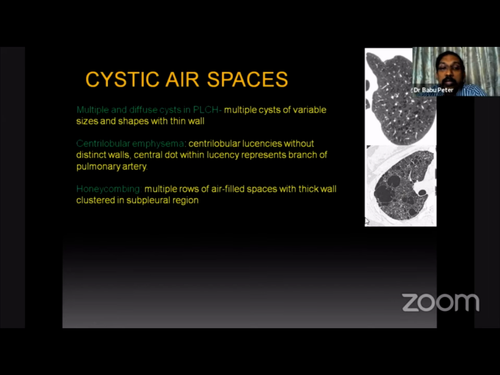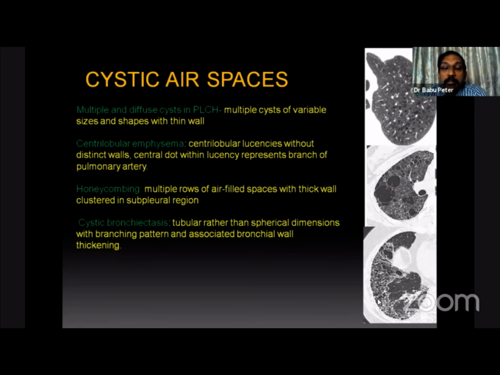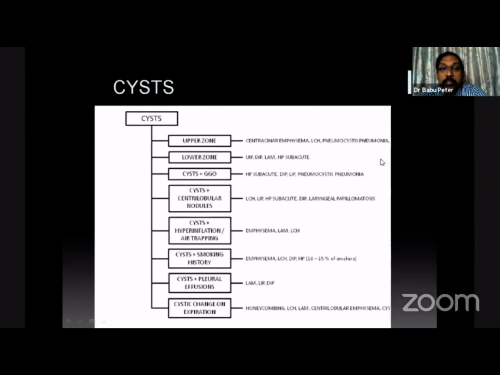Honeycombing we saw already, where there are air-filled spaces with thick walls, clustered in subpleural regions, the classic honeycombing appearance. Cystic bronchiectasis is tubular rather than spherical in dimensions, with multiple cystic spaces which may lead on to the bronchi, the main bronchus. So these are the important causes of cystic air spaces that have to be remembered.